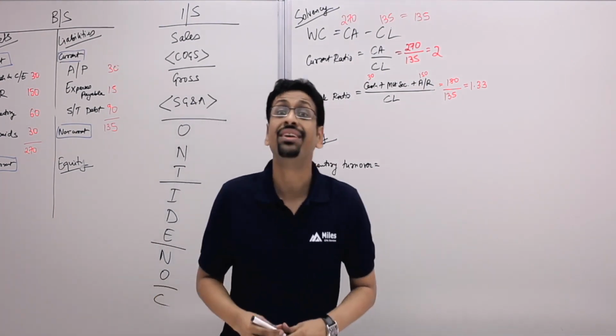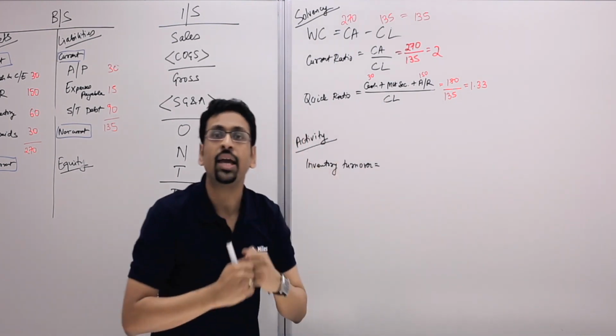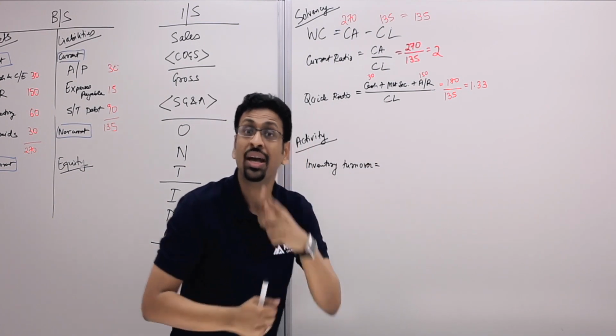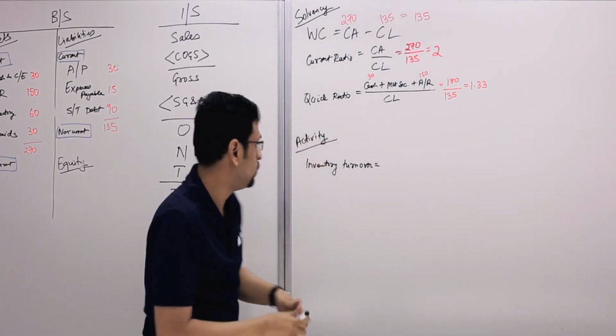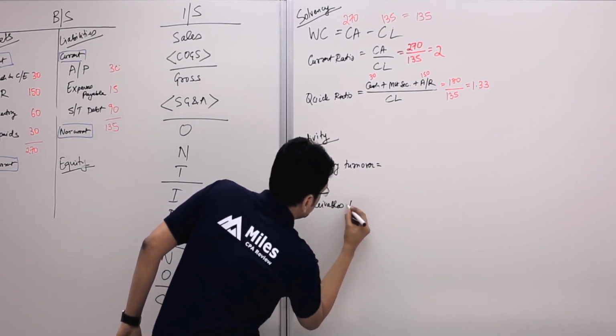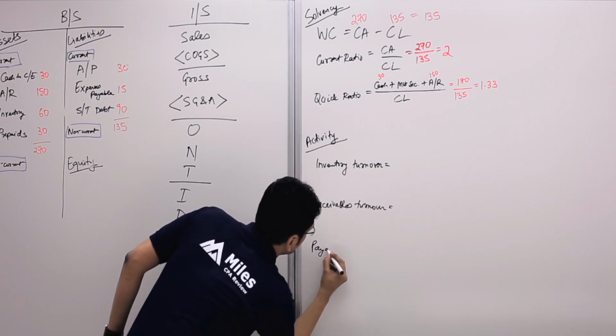We'll also look at receivables turnover. So sell goods, go and collect the cash. How fast? How many times does it do that? Sell goods, collect the cash. That's receivables turnover. And we'll also talk about payables turnover.